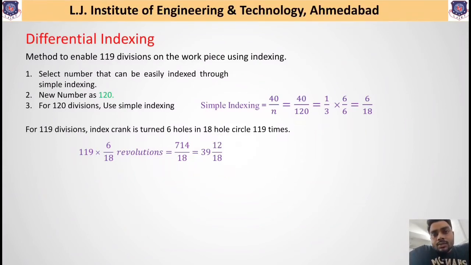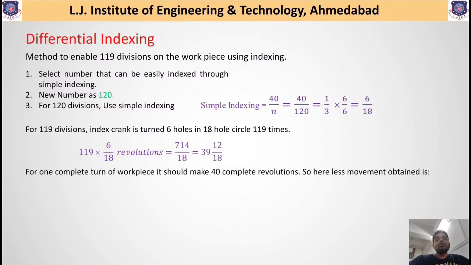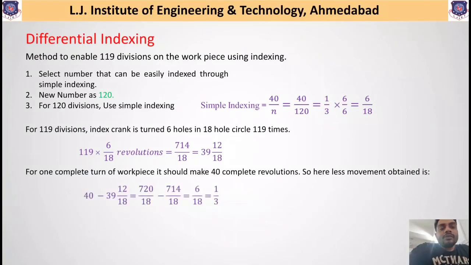And as we know, for one complete turn of the workpiece, the crank pin needs to make 40 complete revolutions. But over here, we are obtaining less movement, which you can see from here. So what is the less movement obtained? That is nothing but the difference between the exact complete revolution, that is 40, minus the revolution obtained, and that will give you the answer as 6 divided by 18. So this 6 divided by 18 is the less movement obtained.